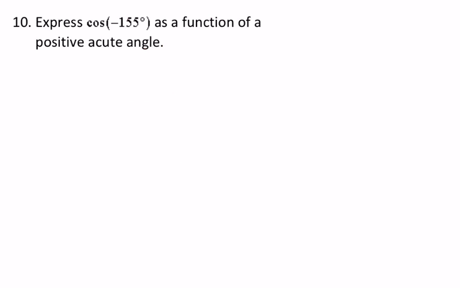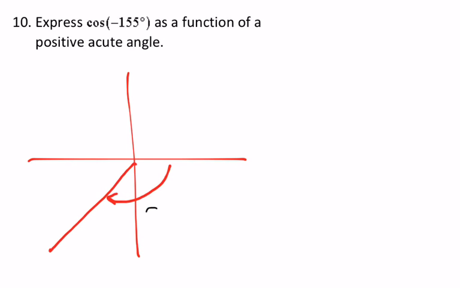All right. Number 10, cosine of negative 155 as a function of a positive acute angle. That basically means we have to use a reference angle to express this one. Negative 155 will in fact land in the third quadrant, and cosine in the third quadrant we know to be negative, and then the reference angle is 25. So knowing that, our final answer is negative cosine of 25 degrees.